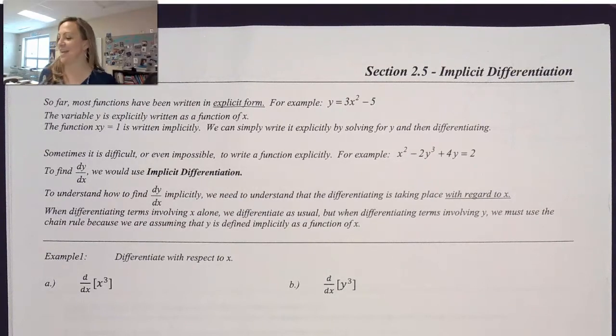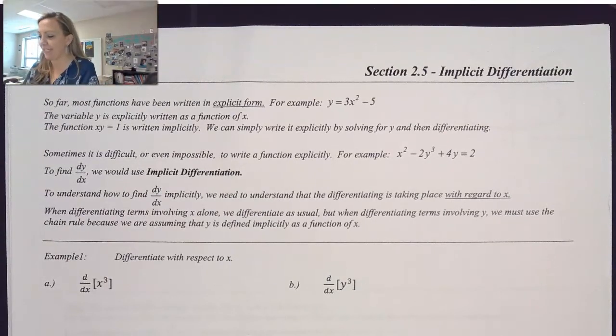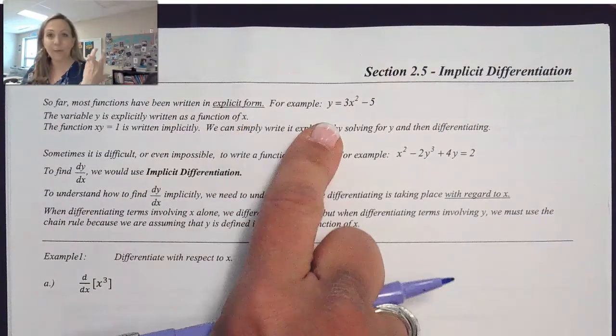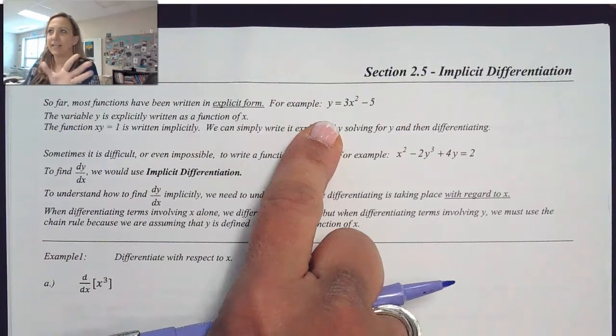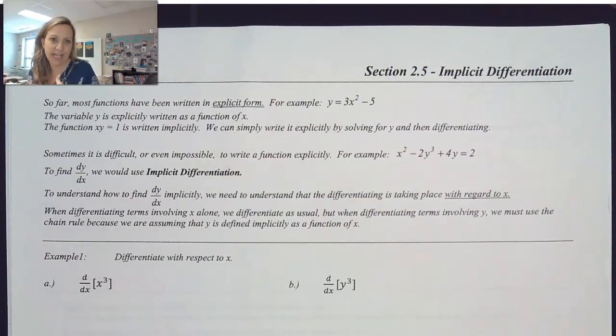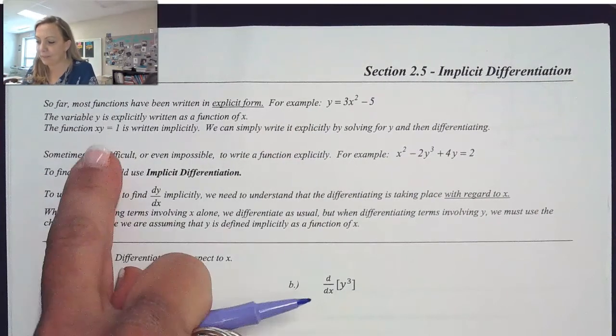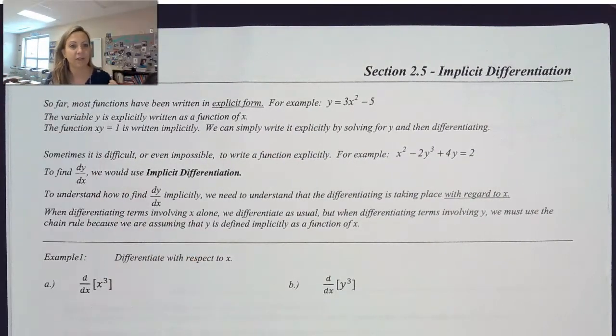Hi there. Today's lesson, we're going to delve into the idea of implicit differentiation. So far, most functions have been written in explicit form, like we can isolate y and there's only x on the other side. So y equals 3x squared minus 5. Again, the variable y is explicitly written as a function of x.